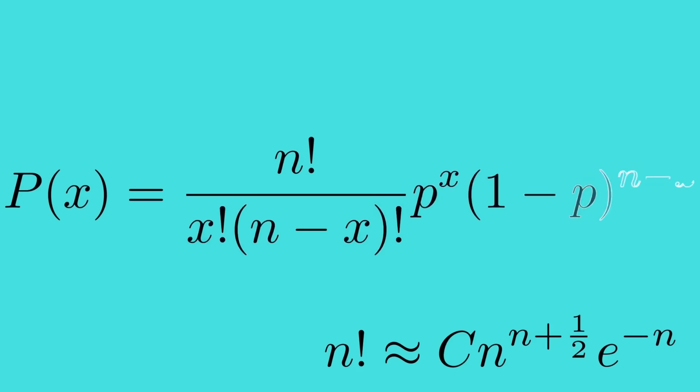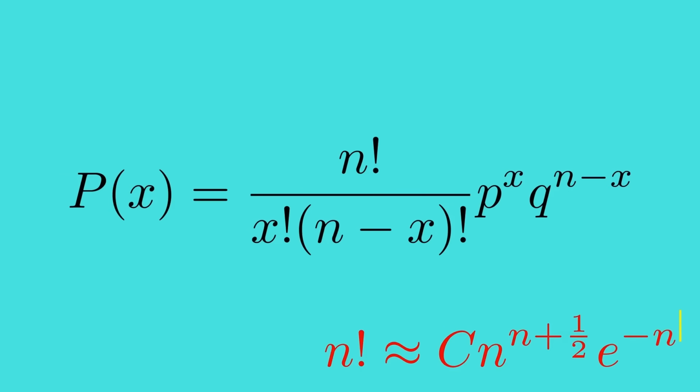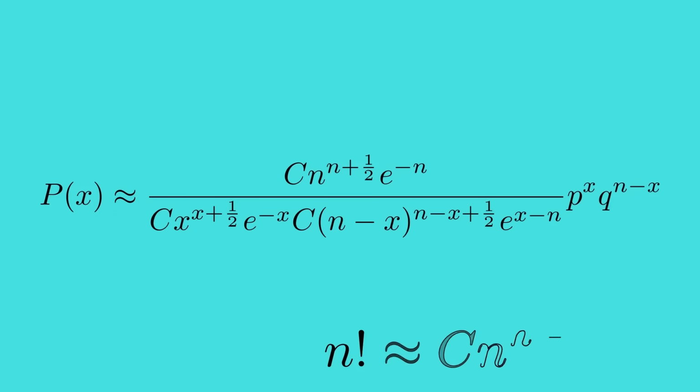We're now ready to use de Moivre's approximation on the probability for a binomial distribution. For the sake of being concise, we'll let q equal 1 minus p. Our approximation is best for large values of n, but even for small values it's still a very good approximation. We can apply this approximation to all the factorials in our probability function, and luckily we can simplify this considerably.